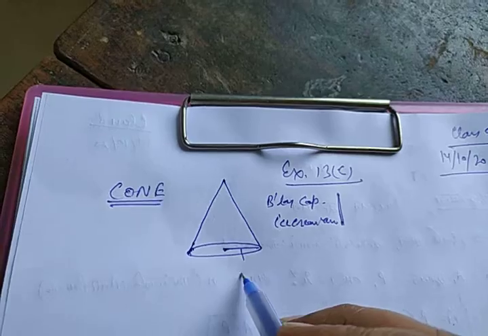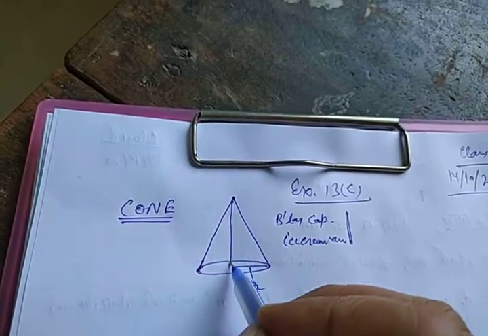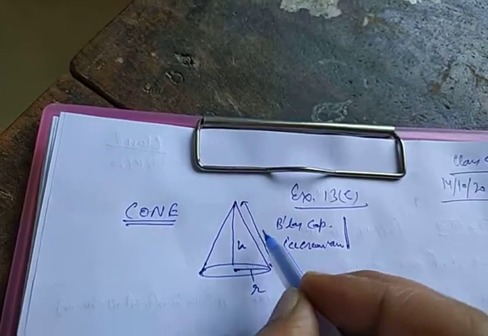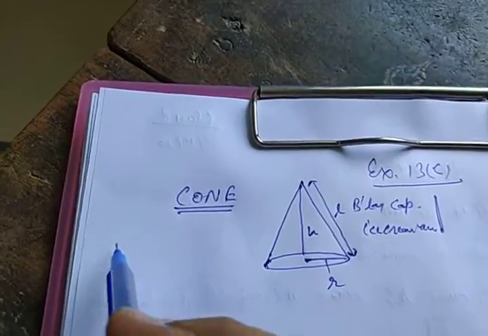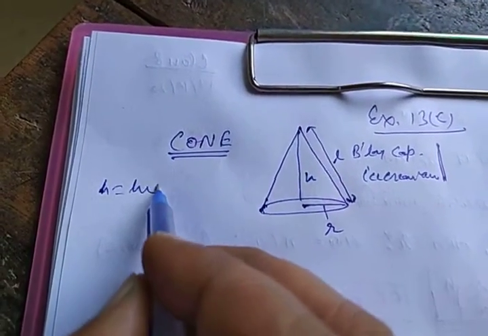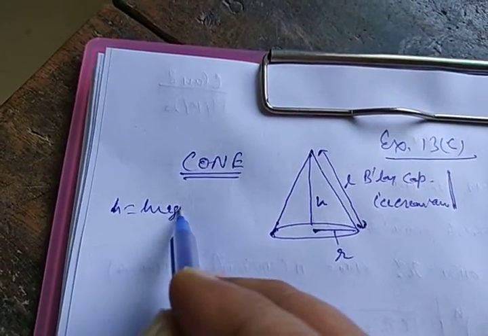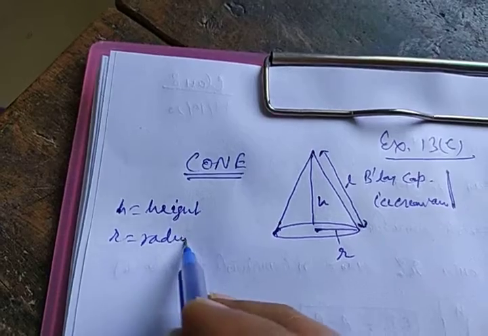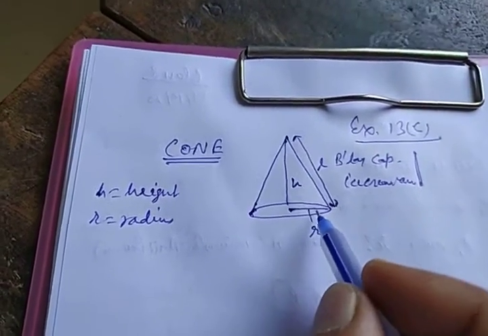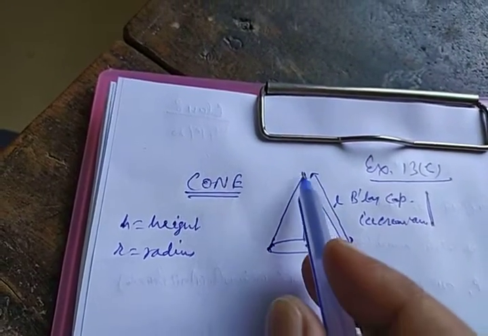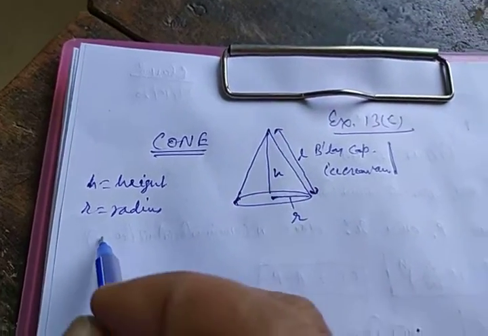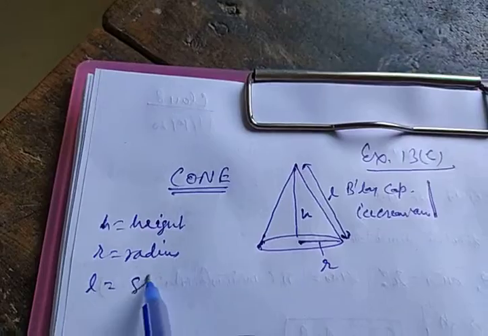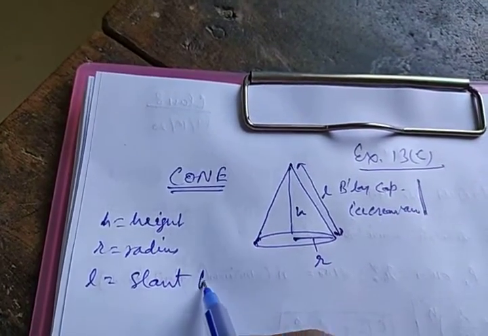This will be called the radius of the base. This is the height of the cone and this is called the slant height. This is noted by letter L. H is the height, R is the radius. Radius will definitely be at the base because only the base is circular. This is the corner point, the vertex of the cone you can say. Now L is called the slant height.